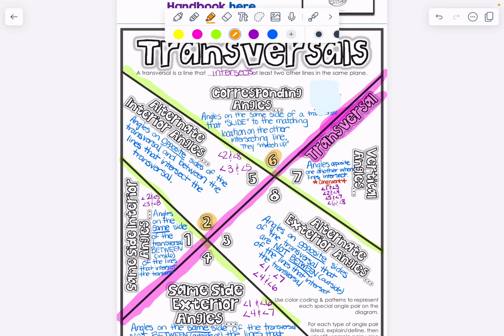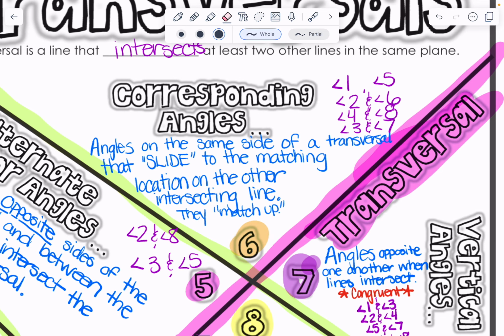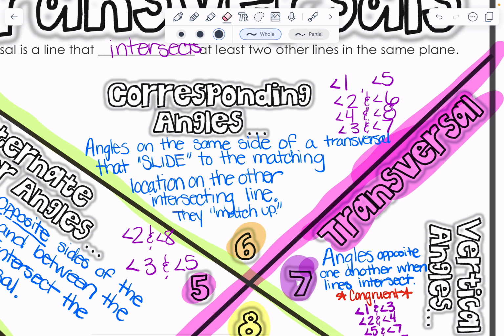They would line up if I were to slide that second line down on top of the first one. Angle 7 and angle 3 would be corresponding. Angle 5 and angle 1, and angle 4 and angle 8. Okay, so those are all different examples of corresponding angles. If you can go ahead and pause the video to get that definition down.